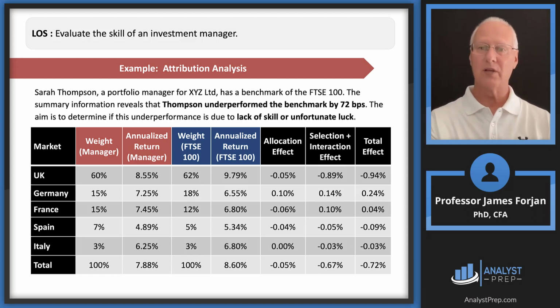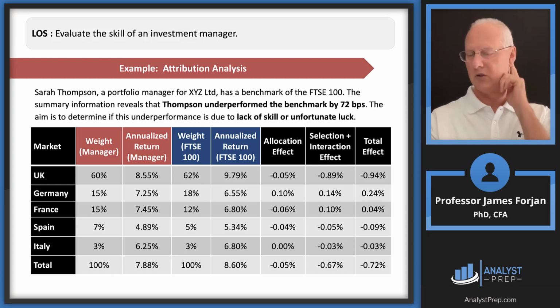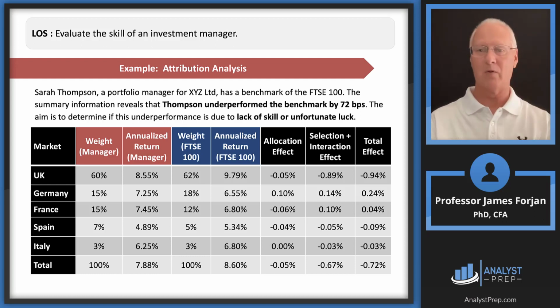Now look, the Institute doesn't have to give you that Thompson underperformed the benchmark by 72 basis points. You can get that from the bottom right of the table. So in this learning module, the Institute regularly says, hey, don't worry about how we computed this table. Just take it for granted. Learn how to interpret. Remember, there were a couple of Part 1 LOSs that were to interpret.